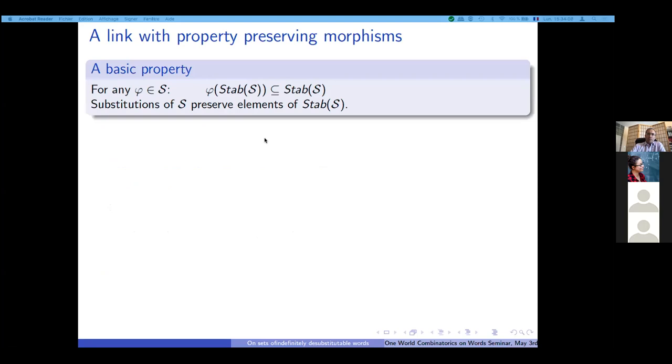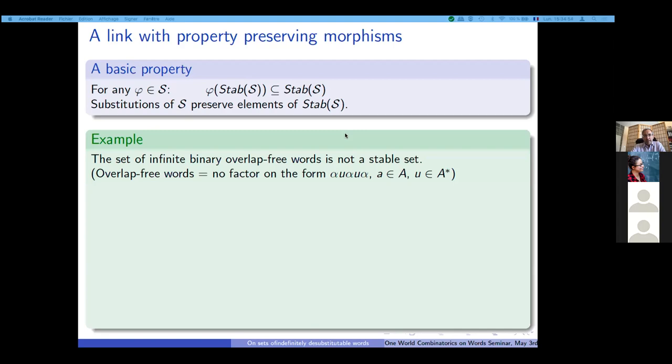We have already in some sense said that, given a set of substitutions S and one particular substitution phi in this set, the image of the stable set of S by phi is a subset of the stable set. It can be written in the following way. It means that substitutions of S preserve elements of S, meaning that any element of the stable set is mapped onto another element of the stable set.